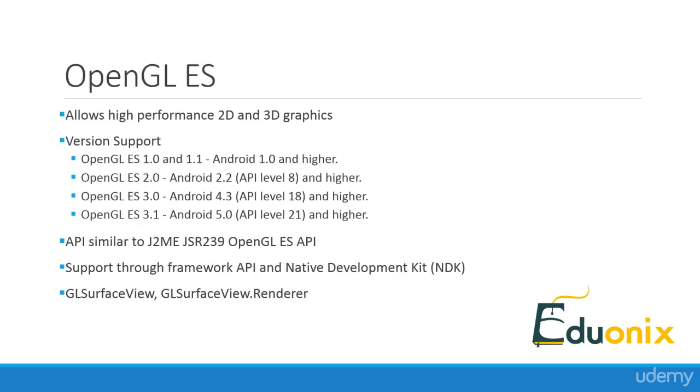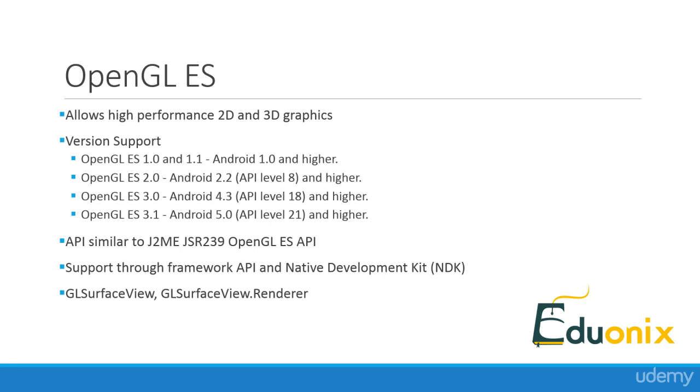Android includes support for high-performance 2D and 3D graphics with the Open Graphics Library, OpenGL, specifically the OpenGL ES API. OpenGL is a cross-platform graphics API that specifies a standard software interface for 3D graphics processing hardware. OpenGL ES is a flavor of the OpenGL specification intended for embedded devices. Android supports several versions of the OpenGL ES API.